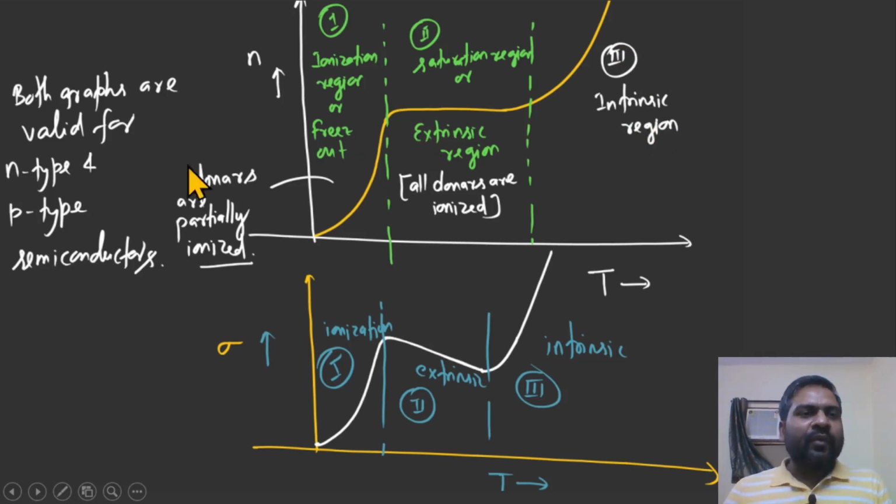This graph is also valid for a p-type semiconductor as well, which we will not discuss in this particular video, but you should know that the graph will be the same. Both graphs are valid for n-type and p-type semiconductors.